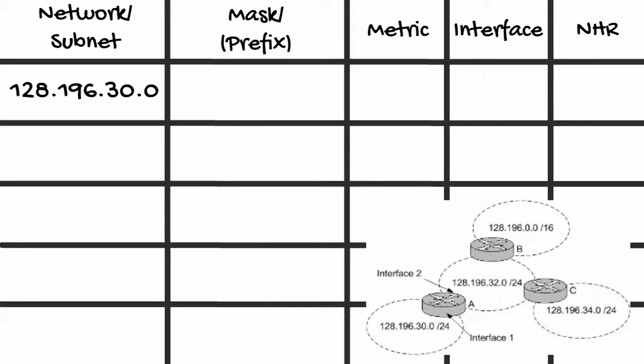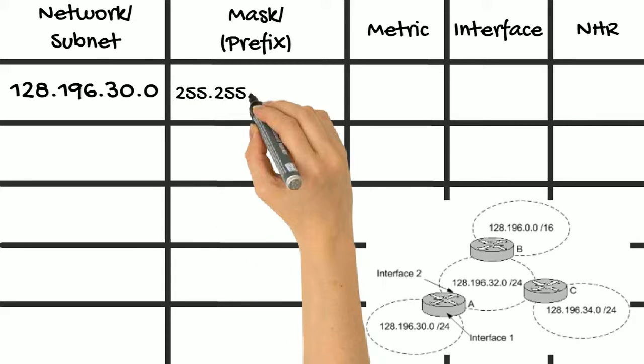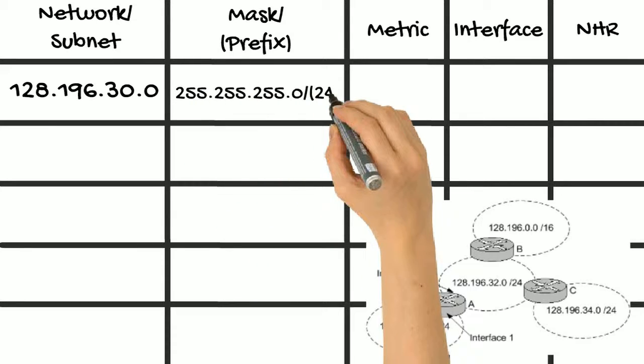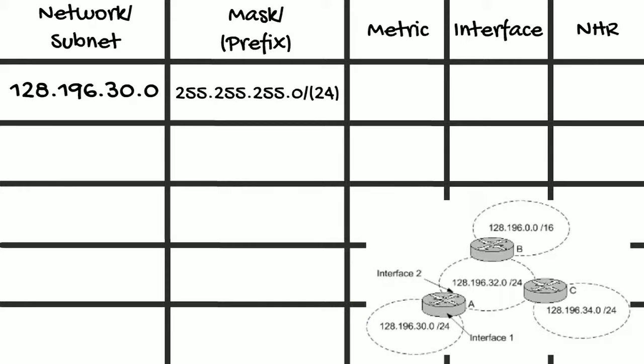Next, we are going to enter the subnet mask. Because the prefix is 24, we know the first 24 bits are going to be represented by 1s, creating the mask 255.255.255.0. The metric we are going to be using in this example is the number of hops between routers it takes to get to that network. In this case, we are not hopping to any other routers, so the metric will be 0.